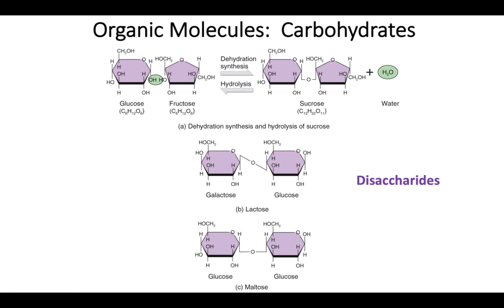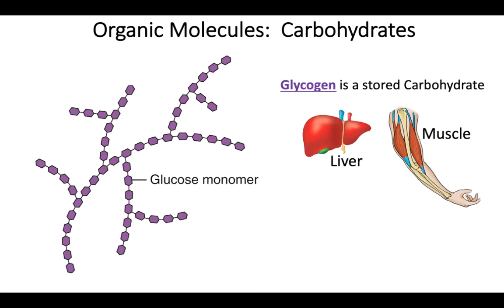All right? So those are monosaccharides, disaccharides, and then we might have polysaccharides. Polysaccharides have a lot of monomers. Usually glucose, but you'll have some other monomers in there. And the most important polysaccharide in the human body is called glycogen. So glycogen is a bunch of glucose molecules all bonded together. And this is how we can store glucose.